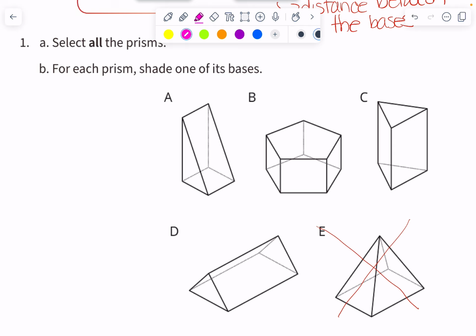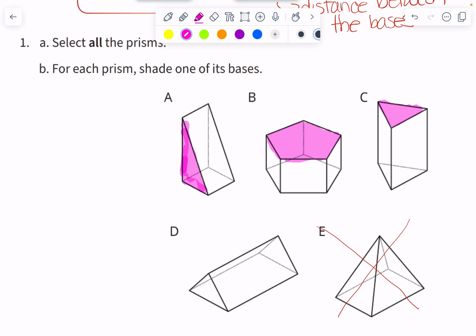So when we look at A, it is a triangular prism, which means that our base is the shape of a triangle. So our prisms are named for the shape of their bases. So even though the triangle isn't necessarily on the bottom of the shape, it's still one of the bases. When we look at B, our two parallel congruent sides are the shape of a pentagon. So this would be a pentagonal prism. And again, that means that the shape of our base is a pentagon. C is a triangular prism, which means that our bases are the shape of triangles.